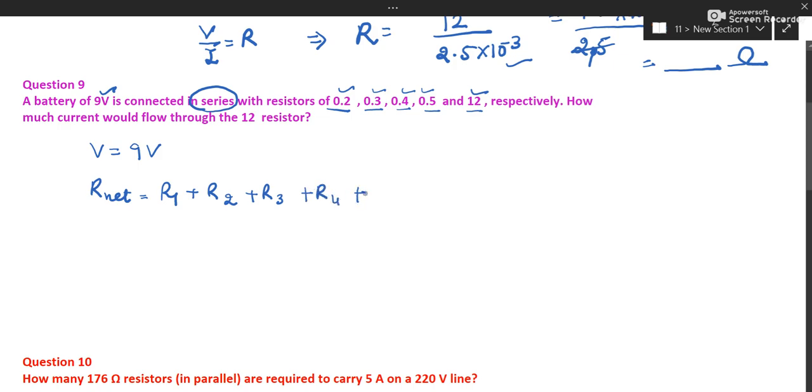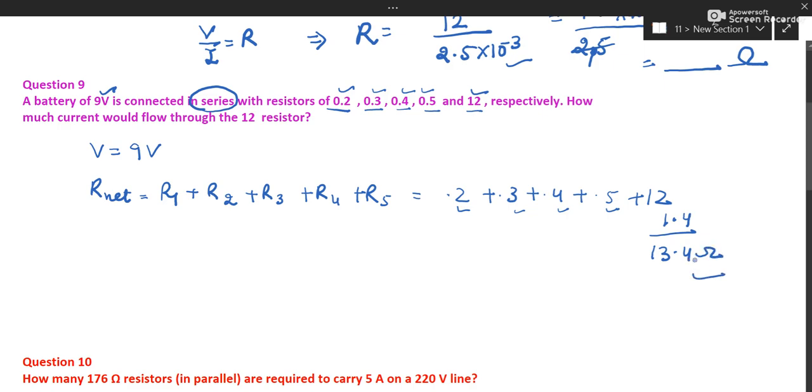Right, then we can substitute the values like 0.2, 0.3 and so on. 0.4, 0.5 and last value is 12. So you can add these up. 2, 3, 5, 4, 9 and it is 1.4. So you can add it 1.4, not like this. You'll be keeping 1.4. So total resistance is 13.4 ohms. So this is resistance, this is voltage. You can find out the current.